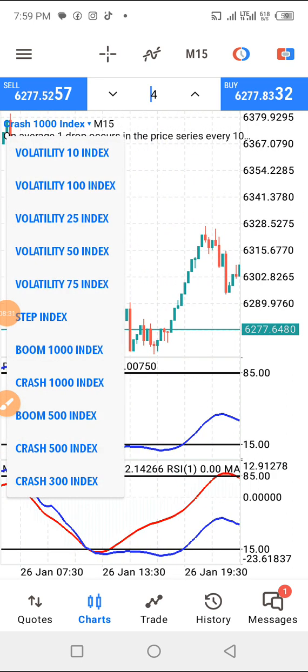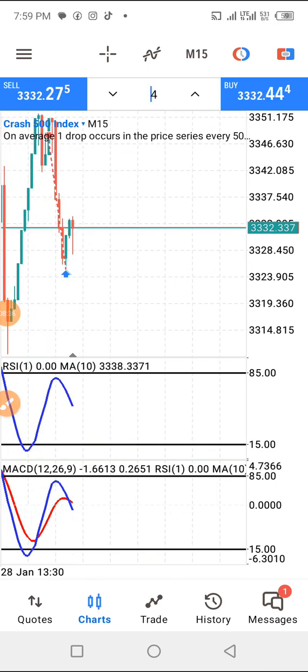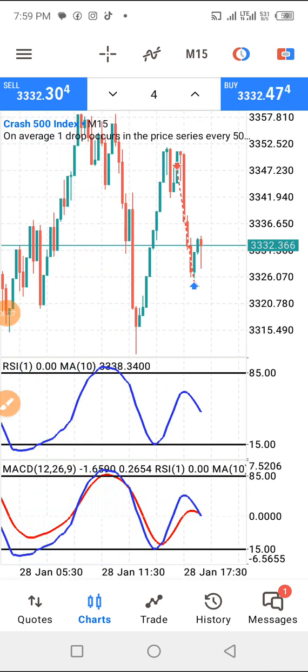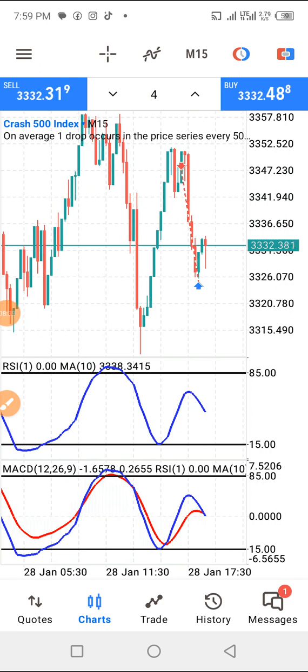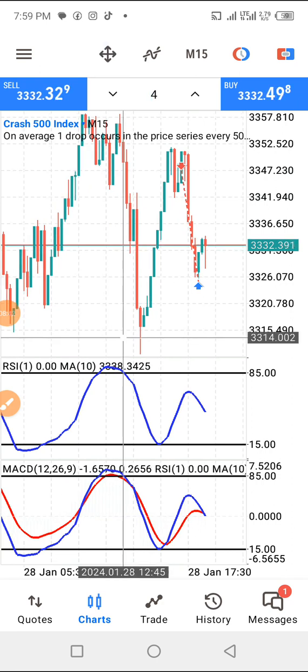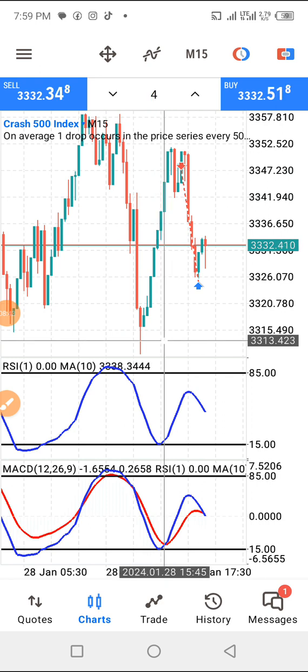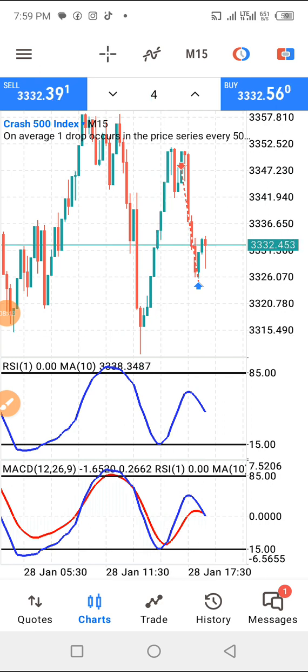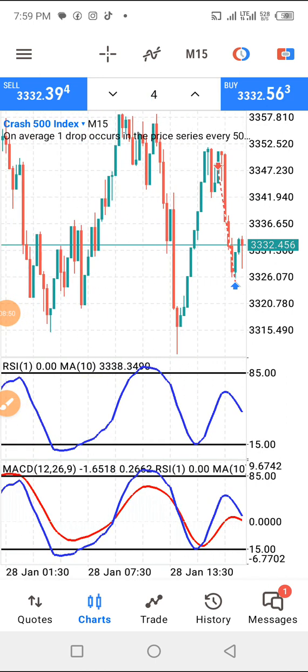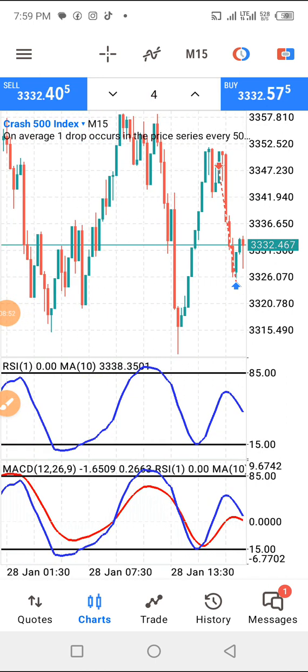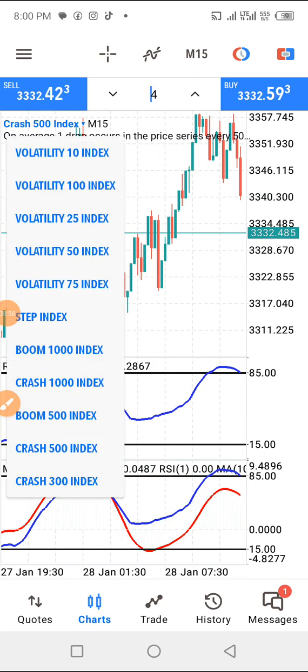So let's check crash 500. Crash 500. Okay, if we had taken a buy, it didn't cross, so it's very risky. As you can see, it didn't deliver as expected, so it is also very risky.